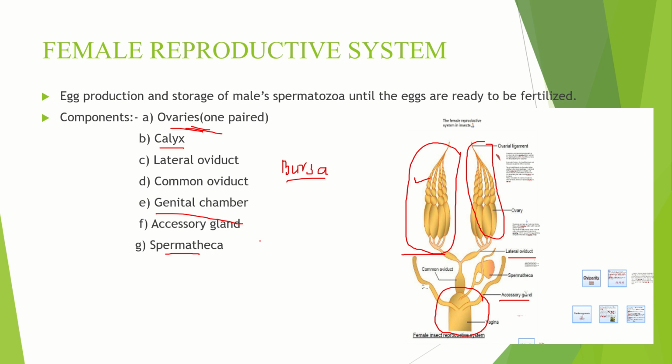Next is the external opening, which is called the vulva. In many insects the vulva and the genital chamber become enclosed in a pouch-like structure, referred to as the vagina. Okay, so this is the total reproductive system of the female insect.